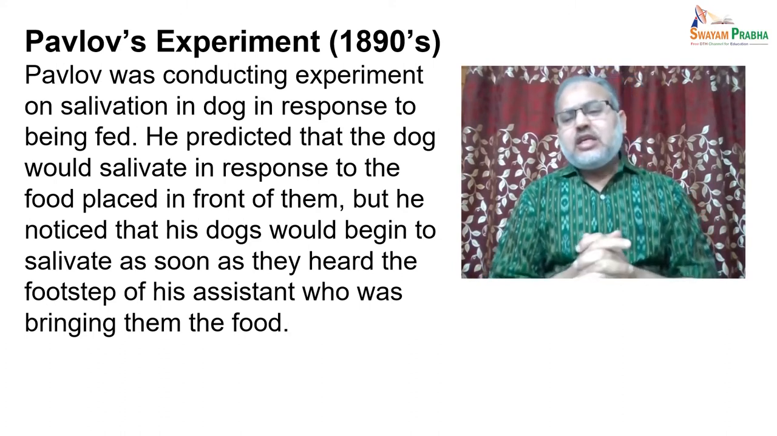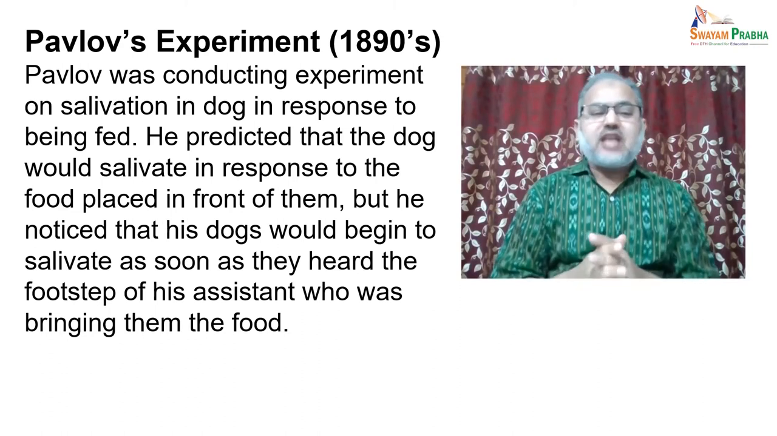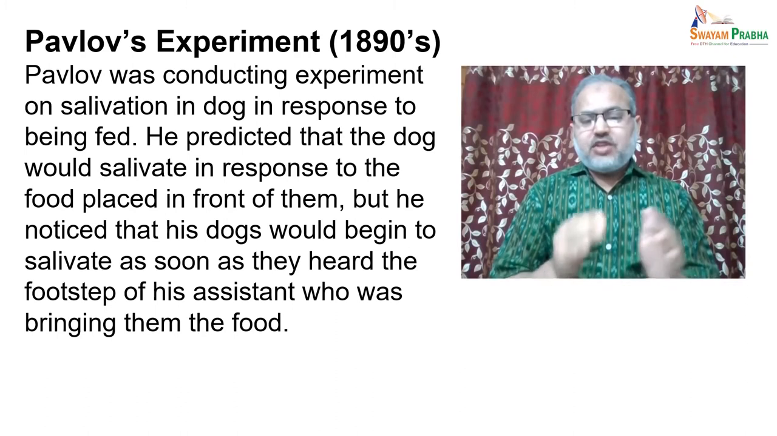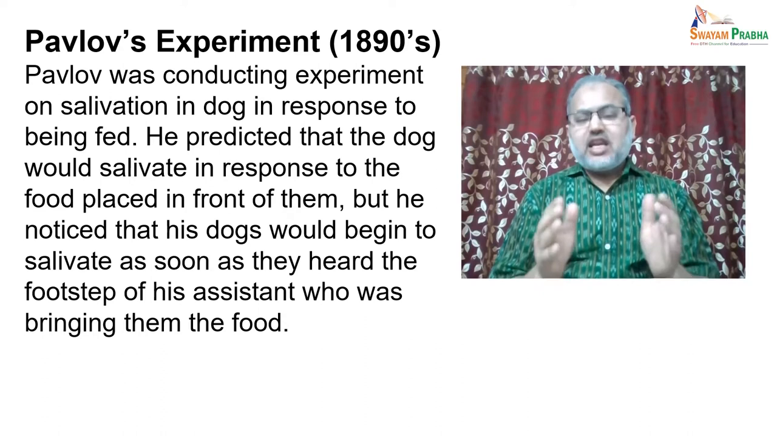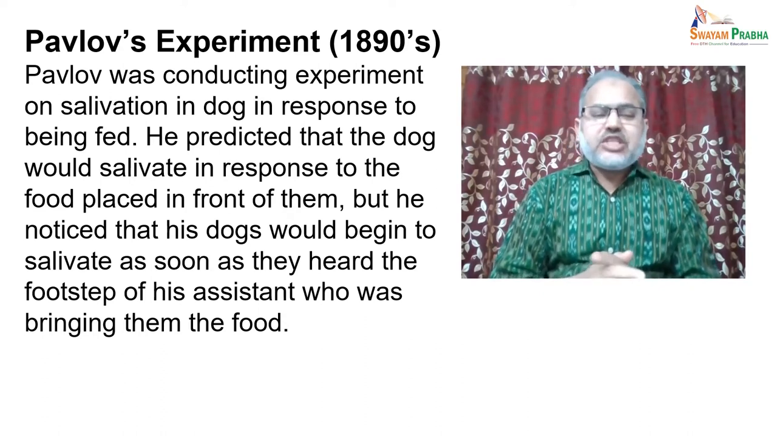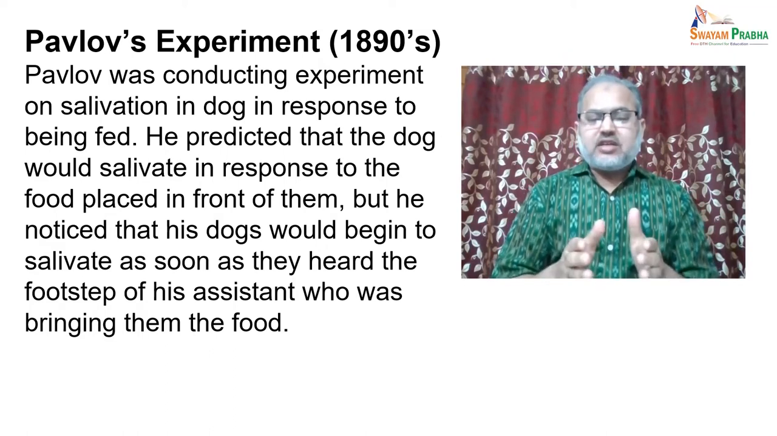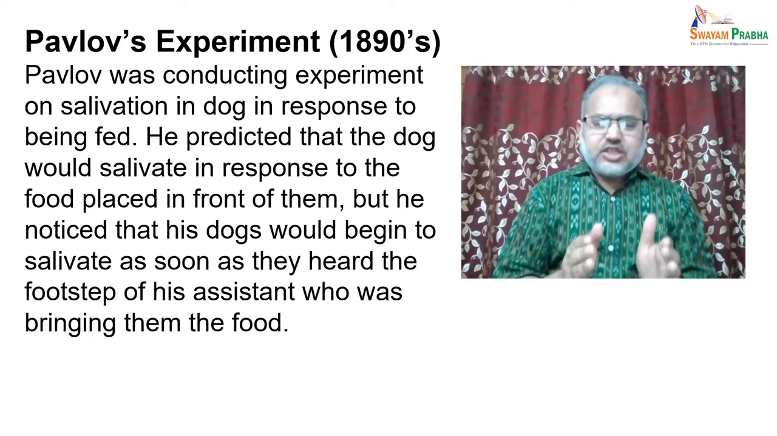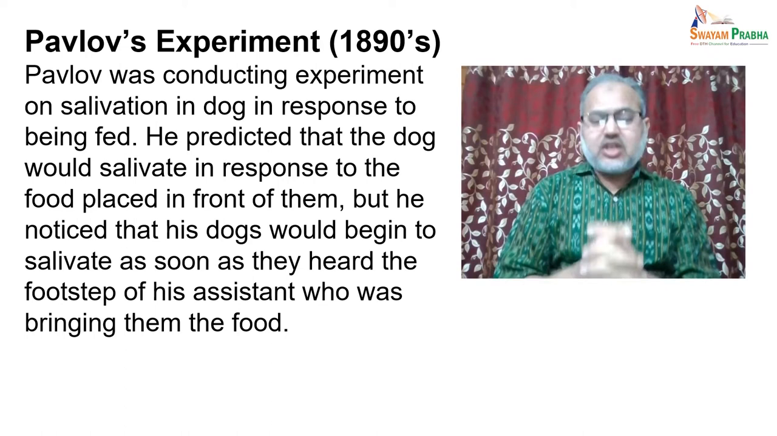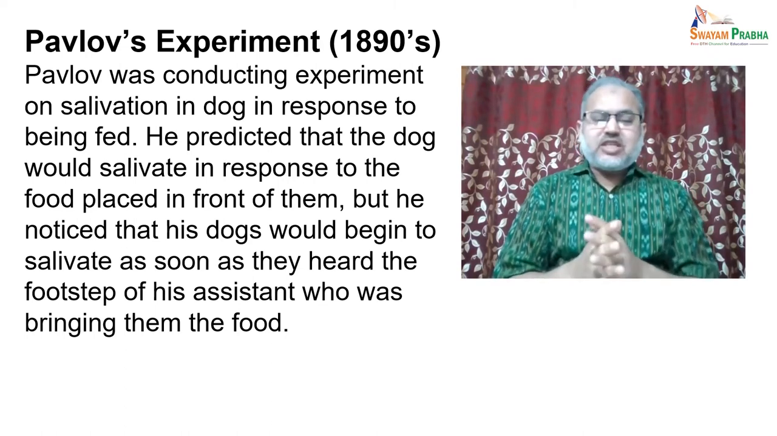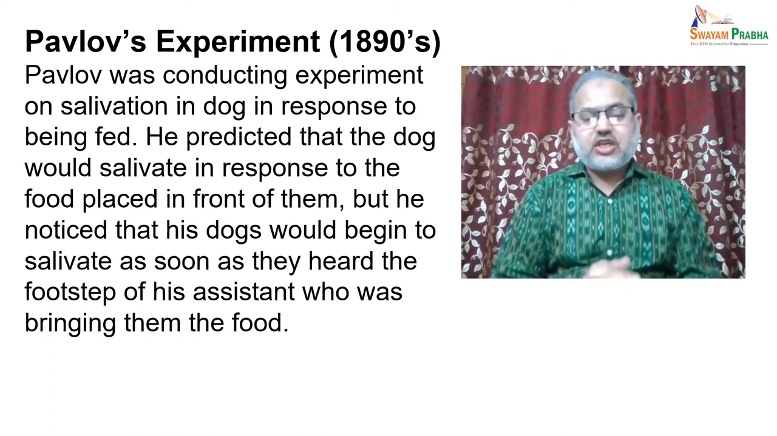During his experiment, he inserted a small test tube into the cheek of each dog to measure saliva. When dogs were fed with a powder made from meat, he predicted that the dog would salivate in response to the food placed in front of them. But he noticed that his dogs would begin to salivate as soon as they heard the footstep of his assistant who was bringing them the food. This observation was basically what developed Pavlov's interest in behavior modification and learning.